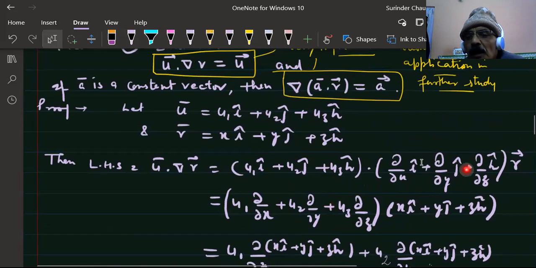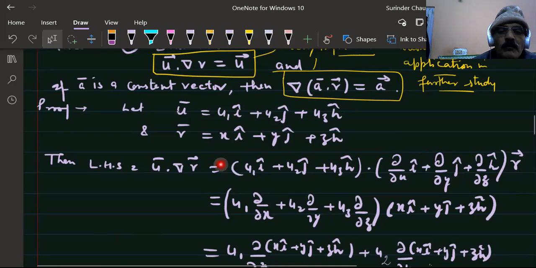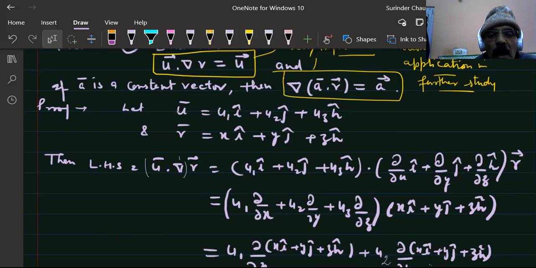This gradient can't operate on the vector. So first you have to solve this thing, because gradient can't operate on the vector, right? First you have to find their dot product. If the product is not there, you are not supposed to operate the gradient on the vector. So that's the mistake I was committing here, and you should not commit this mistake. Keep this thing in mind. Now let's go to the next step.